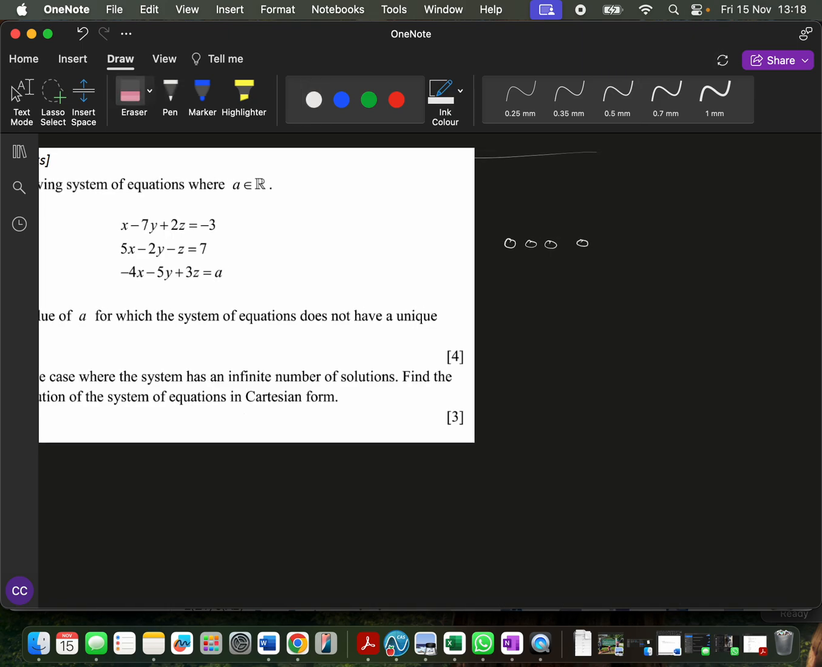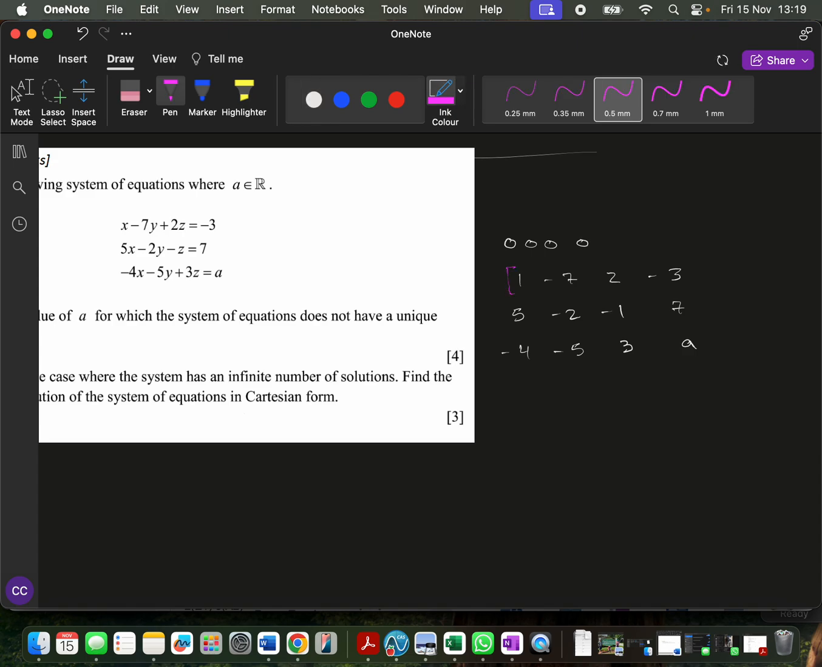I screwed it up immediately. Such good confidence. 1, -7, 2, and -3. I've got 5, -2, -1, and 7. And I have -4, -5, 3, and A. All right, so my job is to just start doing the whole row reduction thing.